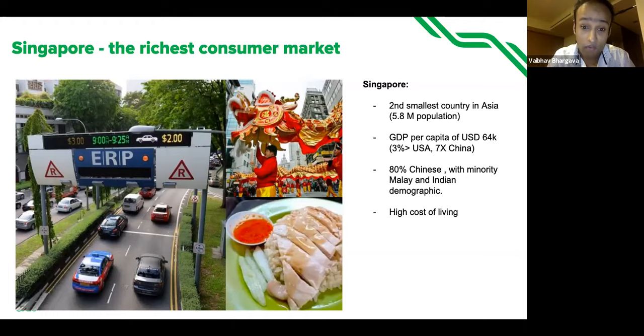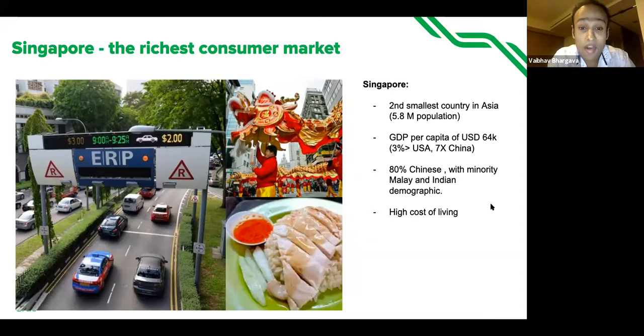of living. If you want to know how high the cost of living is, I would like you to look at the image on the left. That's just what you pay for passing through a toll gate, right? That's a couple of dollars every time you do that. That's fairly expensive from global standards. So let's keep these two in mind whenever we talk about customers or we talk about these markets.